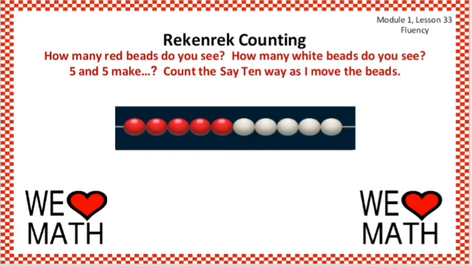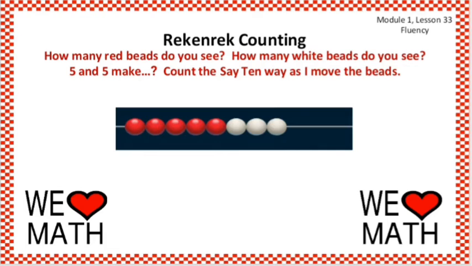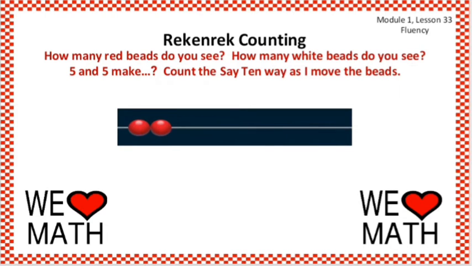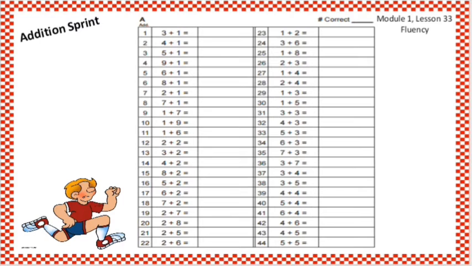Back to 10 and 9 and 8 and 7 and 6 and 5 and 4 and 3, 2 and 1. So that's all for our recurrent counting. Okay, now let's continue. Now we have some sprints to solve.